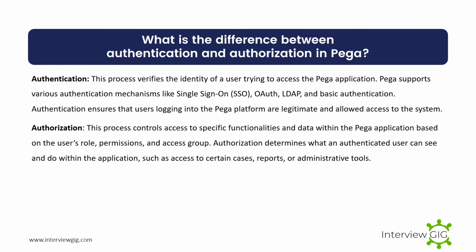What is the difference between authentication and authorization in Pega? Authentication: this process verifies the identity of a user trying to access the Pega application.